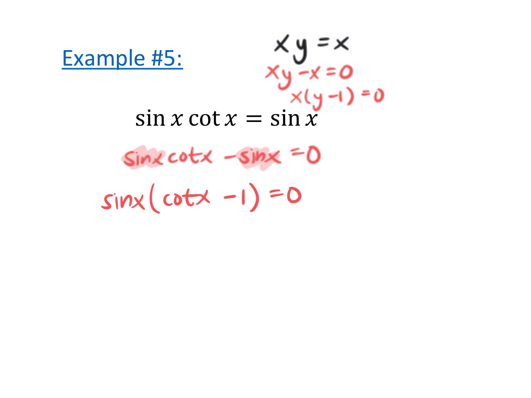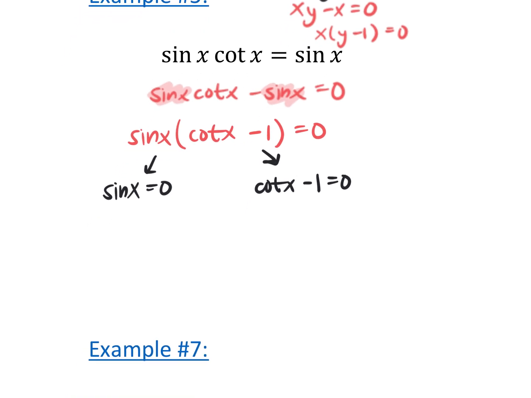Okay, so now I can set up two equations. The first equation is going to be sine of x is equal to 0. The second equation is cotangent of x minus 1 is equal to 0. So looking at your gold sheet, where is the sine value going to equal 0? What angle? I heard 2 pi and pi. We are right.